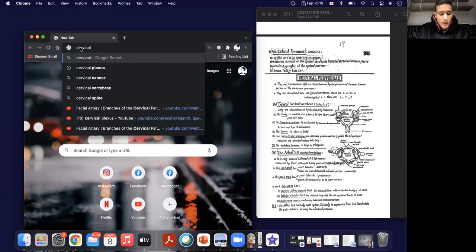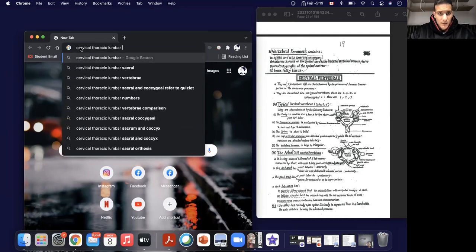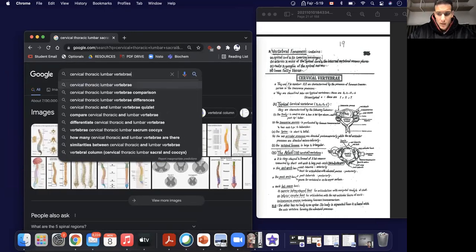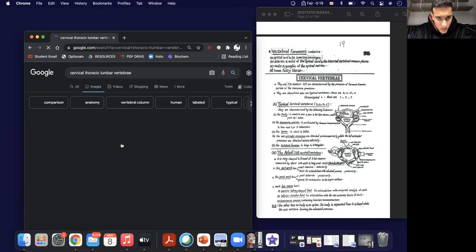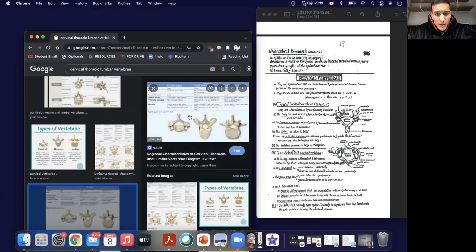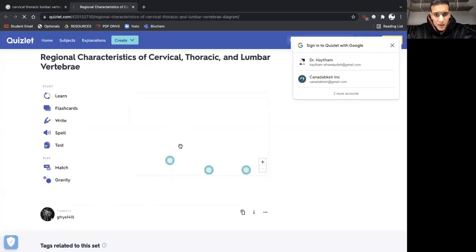Cervical, thoracic, lumbar vertebrae. There. So, images. There. So, for example, such a table. Can't even zoom in. Let me just go in there. So here, I'll just go into it. I hope I can see it.